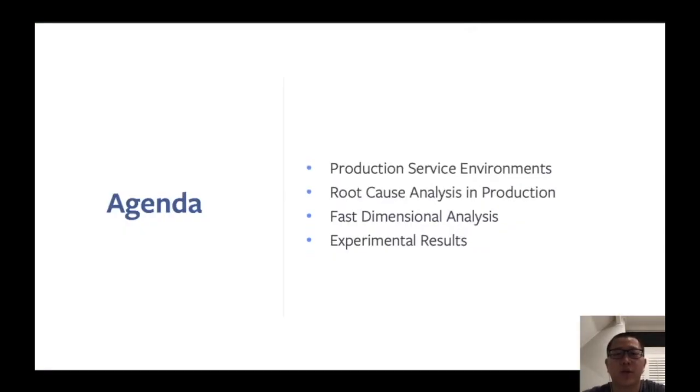So here's the agenda of this video. We will first go through what production service environments are like nowadays. Then we will give some examples and discuss the state of the art for root cause analysis in production. Then we present the proposed fast dimensional analysis framework followed by experimental results. In the paper, we also presented the production setup for 4 other use cases, but here we won't have time to cover those in this video.